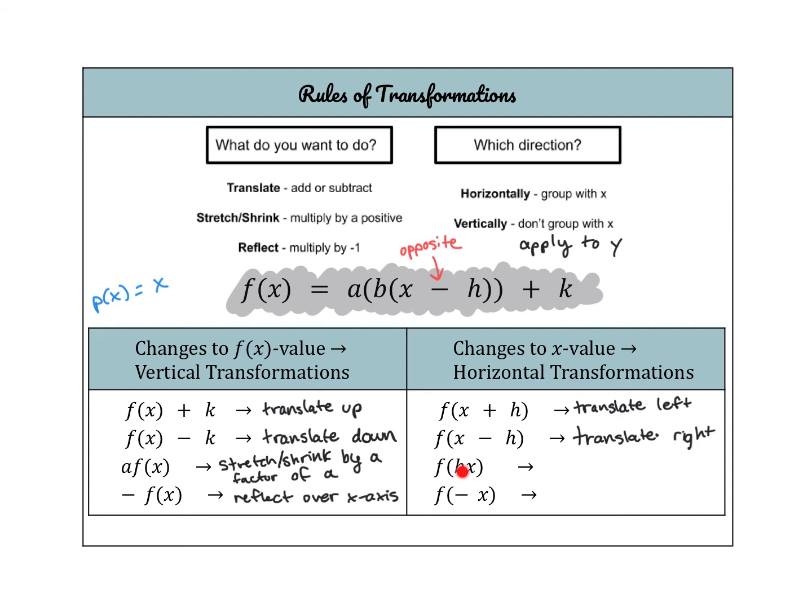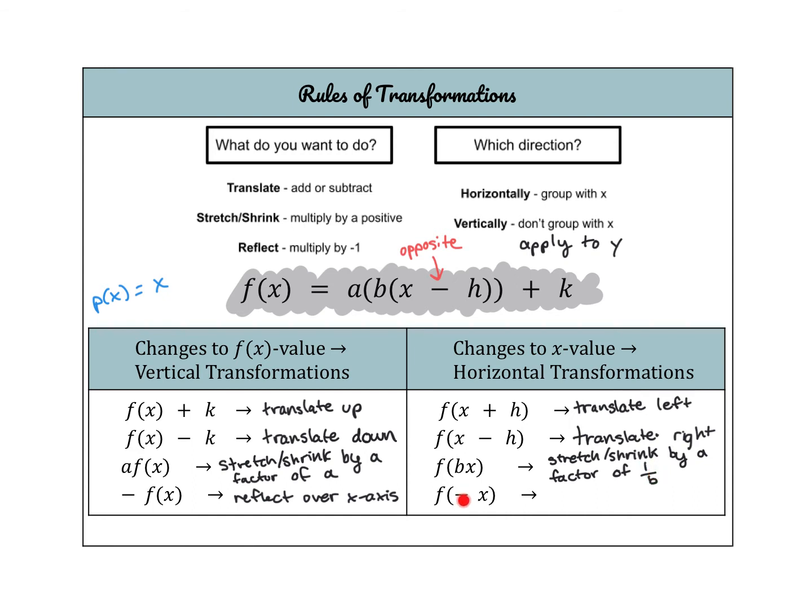Here we're multiplying, so again this is going to be a stretch or a shrink, and this is the tricky part. For this one, it's by a factor of 1 over b. So we do need to be careful. Whatever value you see in your equation, the stretch or shrink factor is actually the reciprocal, which will affect whether it is a stretch or a shrink. So we'll talk about that again in just one moment.